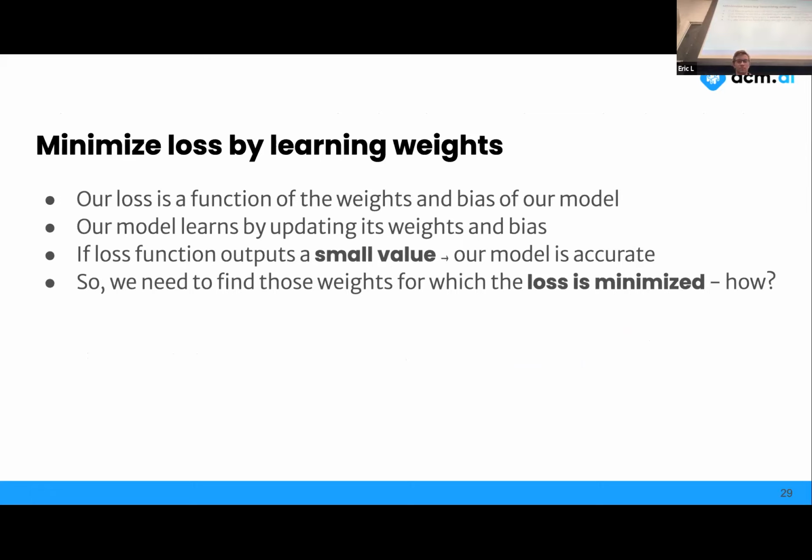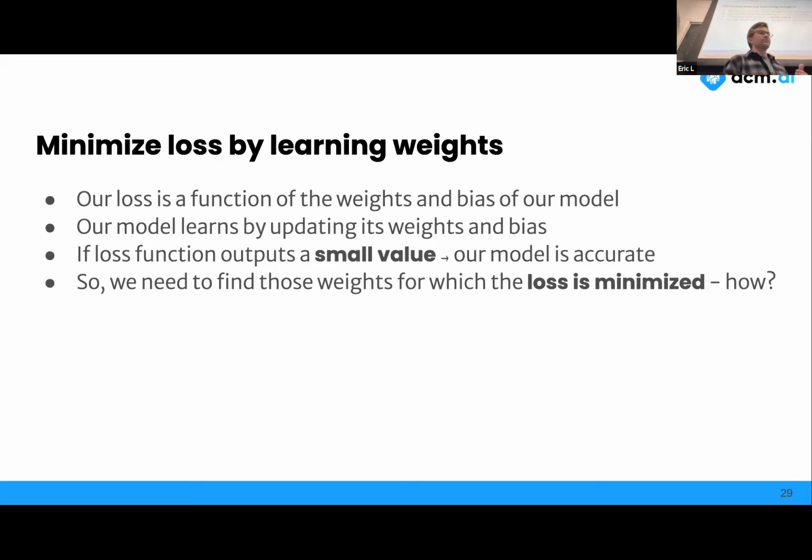So we're going to derive how we go about minimizing the loss by learning the weights in just a second. As we've defined it so far, our loss is a function of weights and biases that scores our current variation of the model and its current configuration. We learn and improve by updating its weights and biases. If loss outputs a small value, our model is relatively accurate.